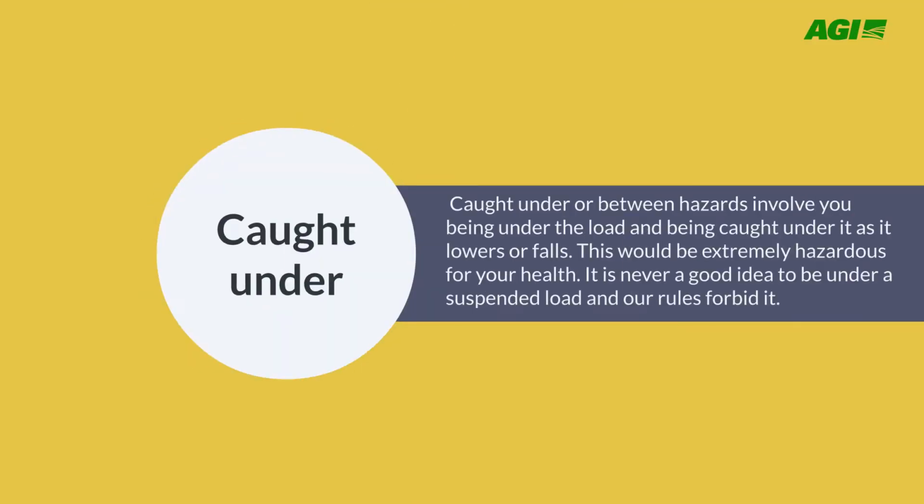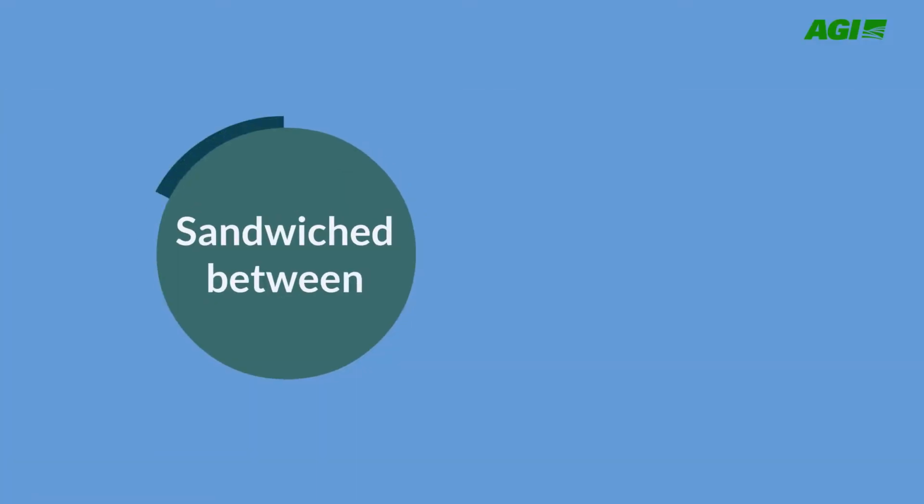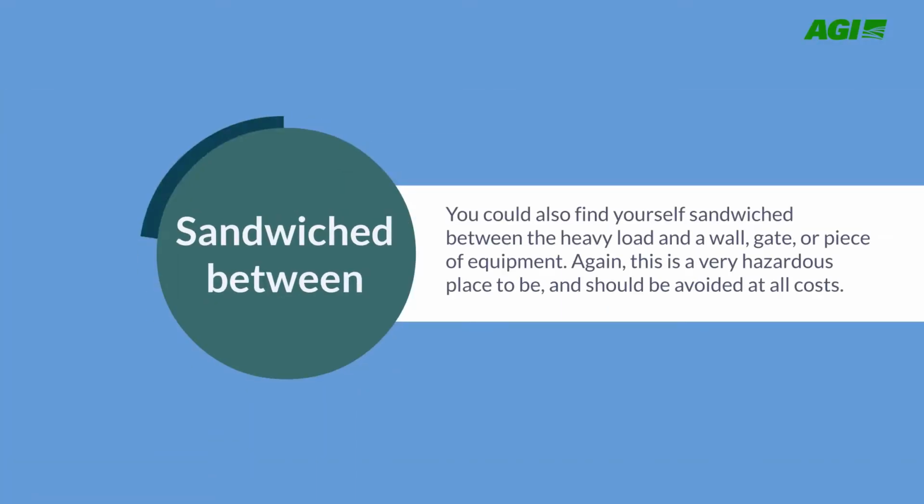Caught under or between hazards involve you being under the load and being caught under it as it lowers or falls. This would be extremely hazardous for your health. It is never a good idea to be under a suspended load, and our rules forbid it. You could also find yourself sandwiched between the heavy load and a wall, gate, or piece of equipment. Again, this is a very hazardous place to be and should be avoided at all costs.